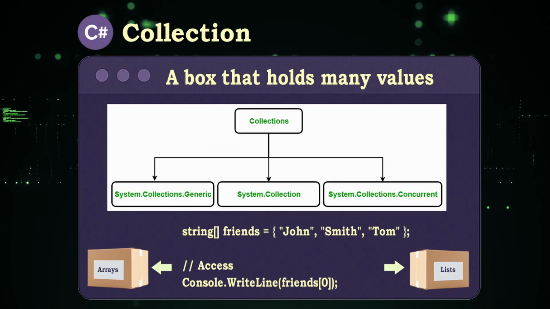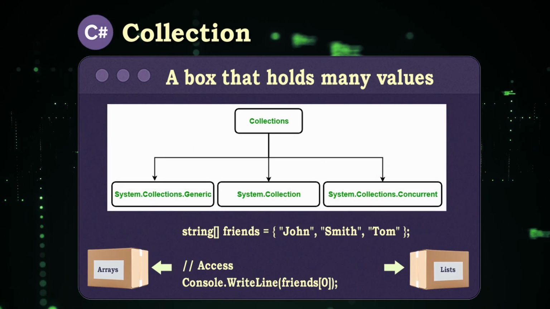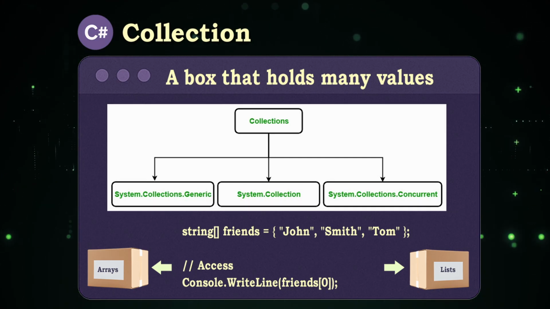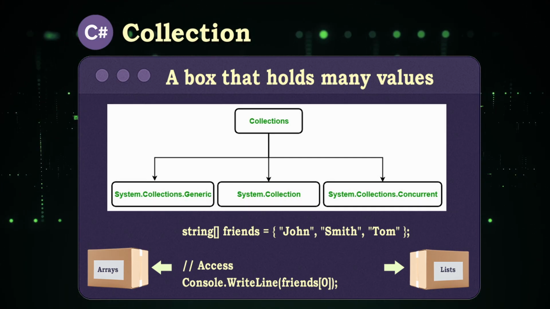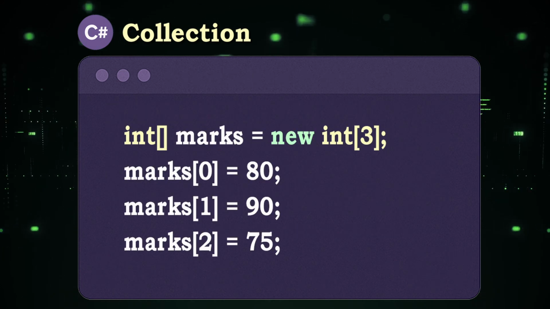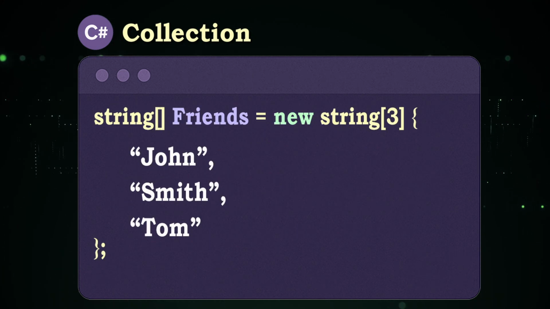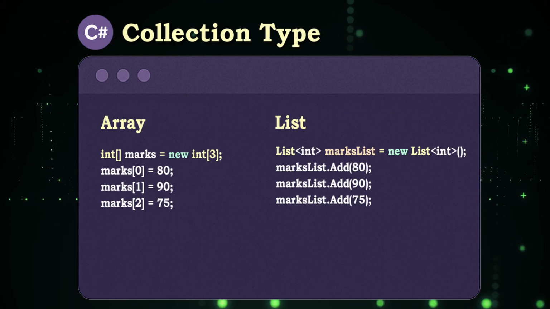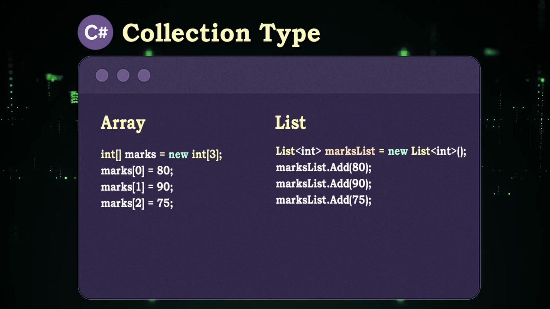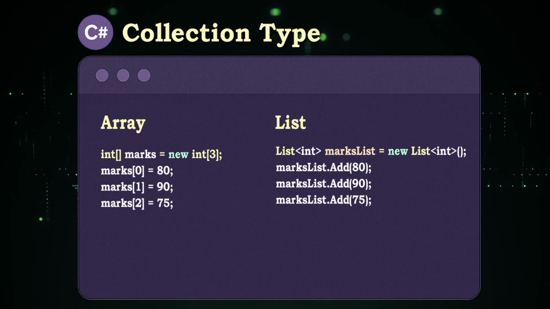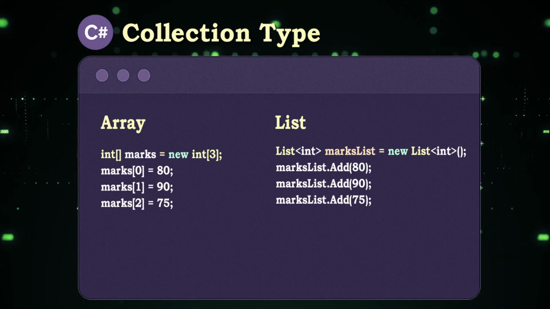What is a collection? Let's start very simple. In programming, when we want to store many values together, we use something called a collection. For example, marks of 5 students or names of 3 friends. In C#, two very common collection types are arrays and lists. Both store multiple values, but a little differently.